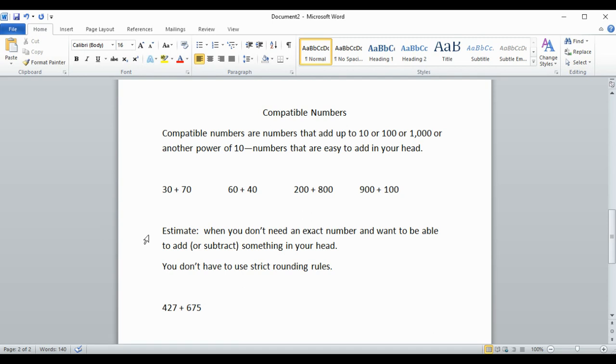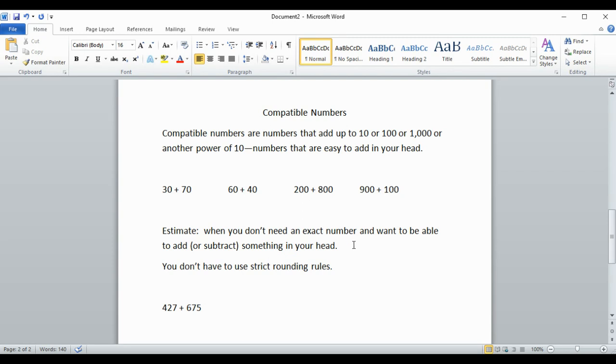We use compatible numbers very often when we estimate. And when you estimate, you don't need an exact number. When you estimate is when you don't need an exact number and you want to be able to add or subtract something in your head.